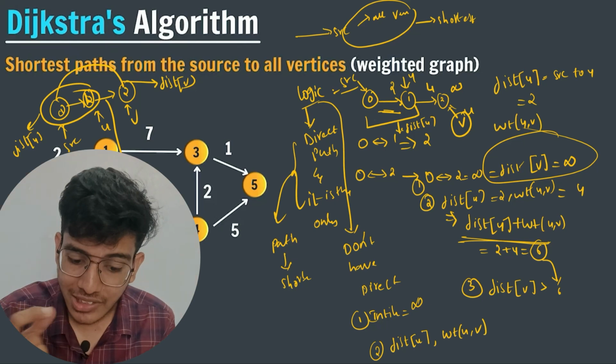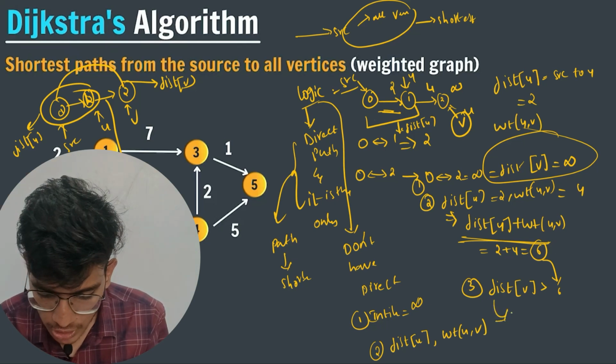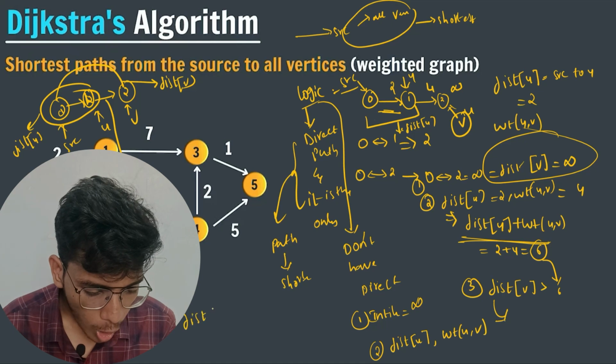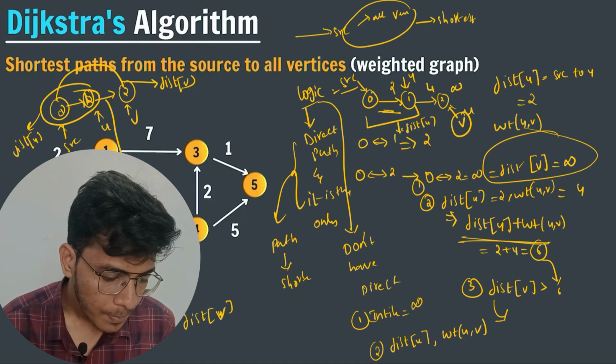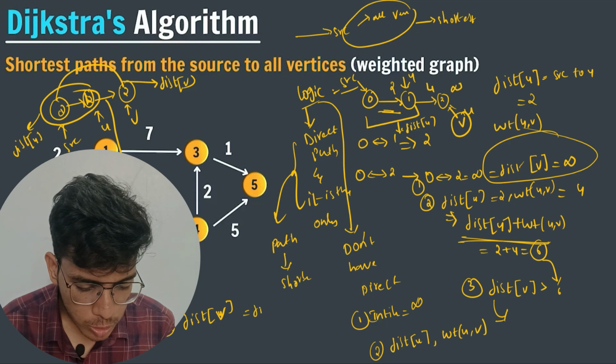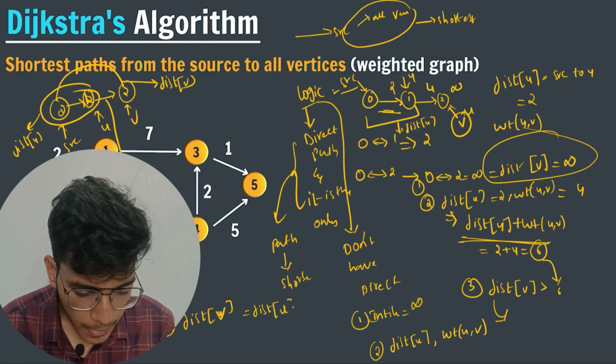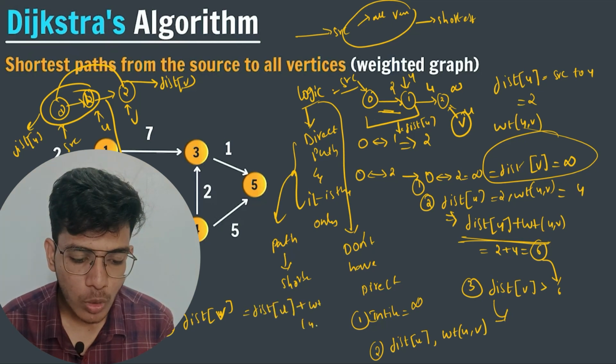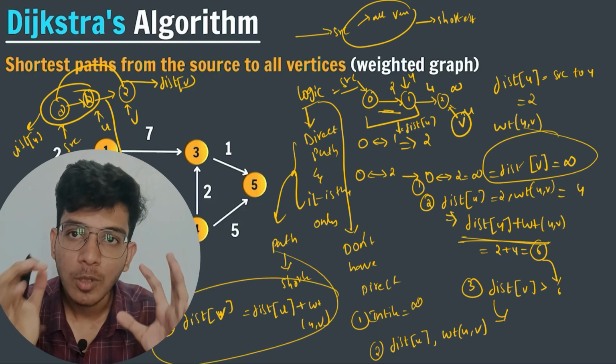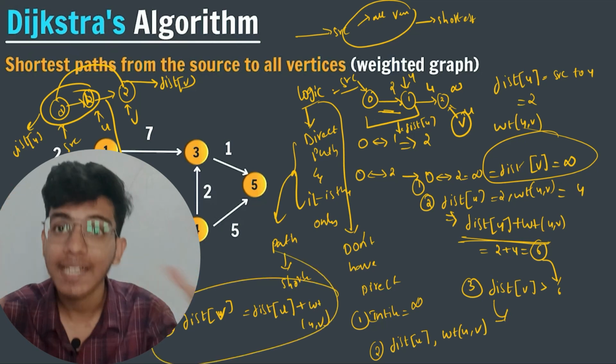If I am reaching this condition, then I will make distance of v, this is my fourth step, that is distance of v equals distance of u plus weight of u comma v. This is what I am doing. This is the logic of Dijkstra's algorithm.